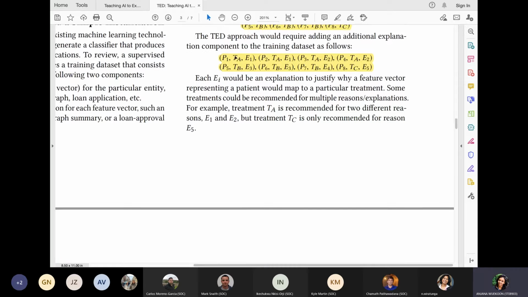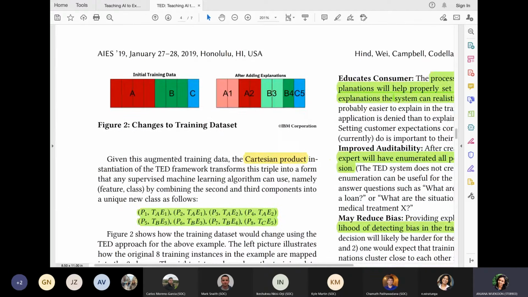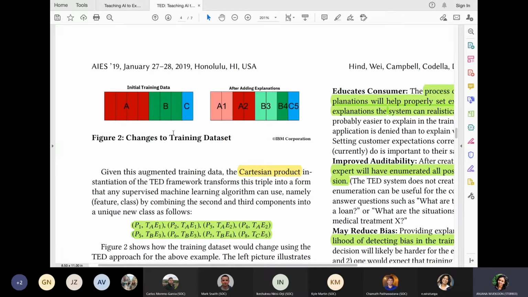So what we have at the end of annotating is these triplets, let's say, where you have a patient, their label, and their explanation. What they mean by the Cartesian product is just you put together the label and the explanation so that the learning model will predict the label and the explanation, which you can then use that decomposing model to break down into a decision and an explanation.